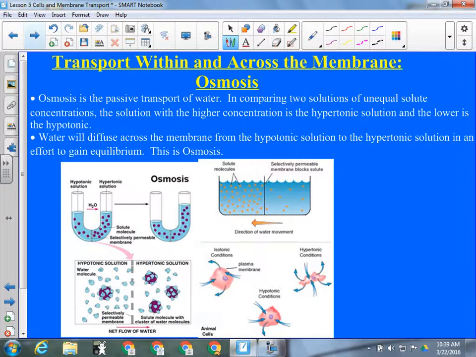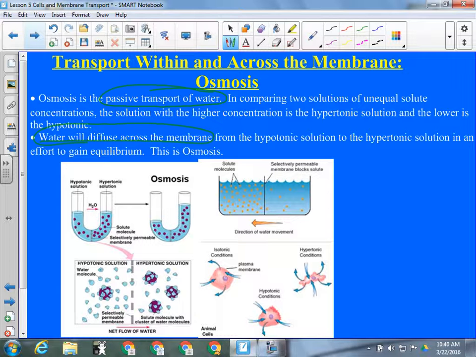Our next one is osmosis. Osmosis is only going to transport one material. Osmosis will only move water. So it's key that we know that. Osmosis is only going to move water, and it doesn't move it within the cell, it only gets it into the cell. So it is moving it across the membrane. Osmosis is the movement of water across the membrane.